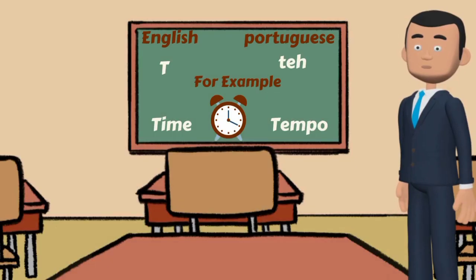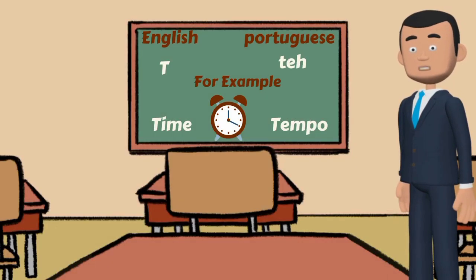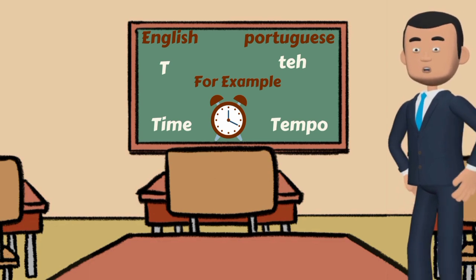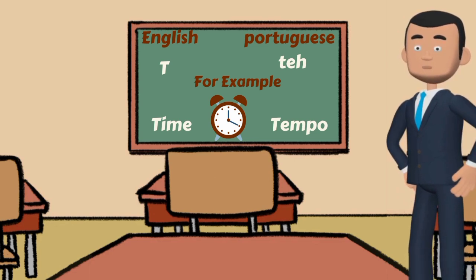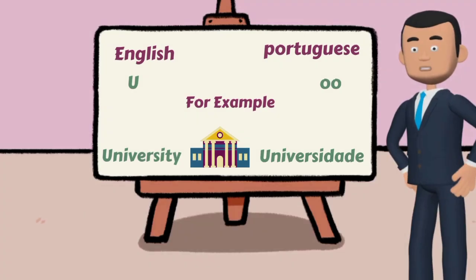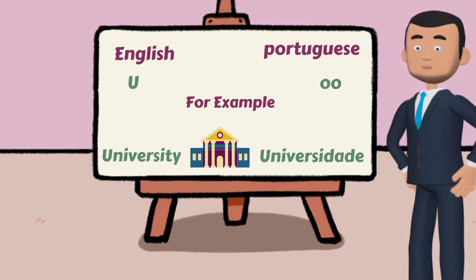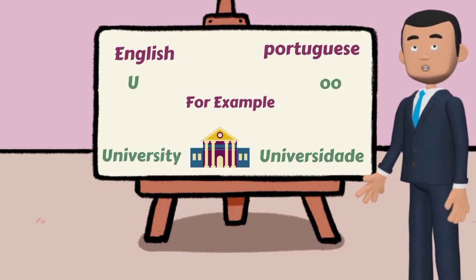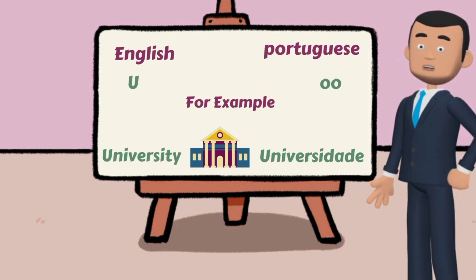In English, T. In Portuguese, tê. For example, the word tempo in Portuguese means time. In English, U. In Portuguese, U. For example, the word universidade in Portuguese means university.